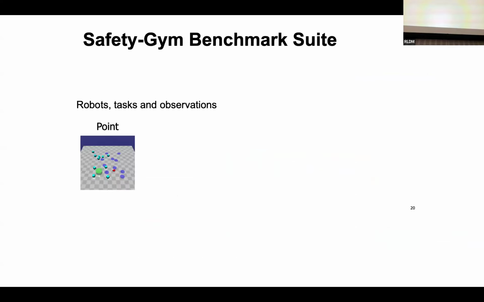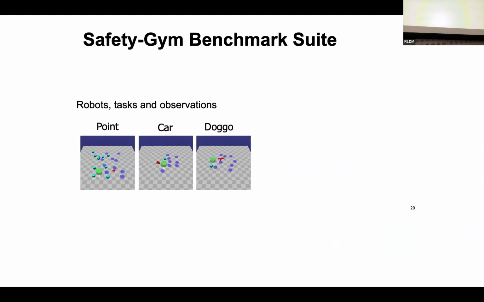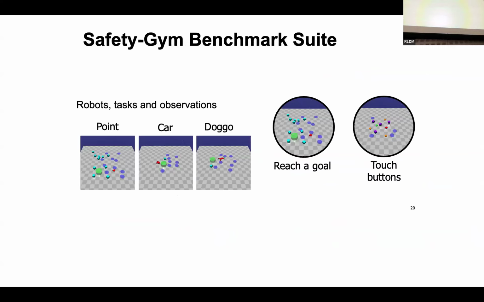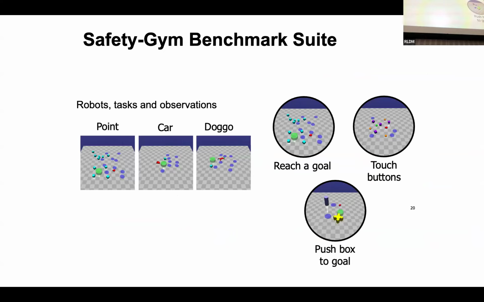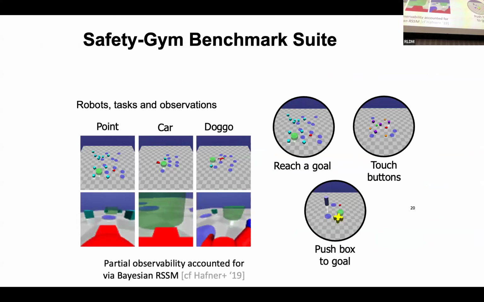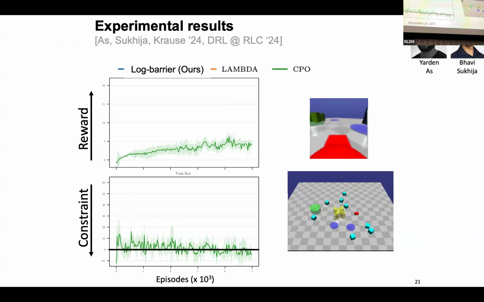And these ideas also scale to standard benchmarks that have been considered in the safe RL literature, like the Safety Gym benchmark. There it's about controlling simple robot models, like a simple car model or a quadruped, with a bunch of different tasks, like reaching a goal, touching buttons, or moving a box to a particular goal, all from pixel-based observations, and the algorithms scale to these types of problems.